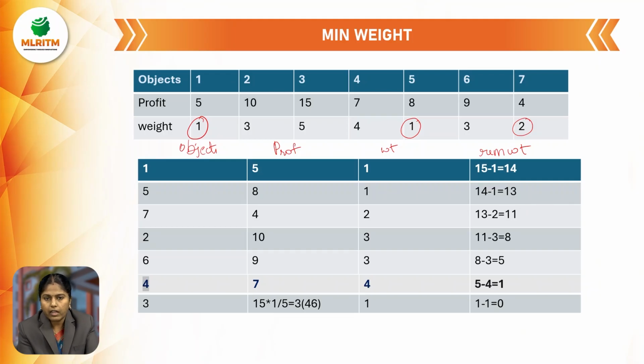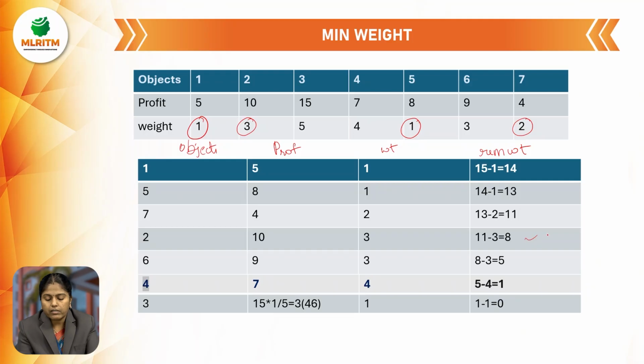Here also for 3, there are 2 values. So first you take the first value, that is 3. What is the object for the 3? 2. What is the profit for the 3? That is 10. What is the weight for this object? That is equal to 3. That is 11 minus 3, which equals 8.